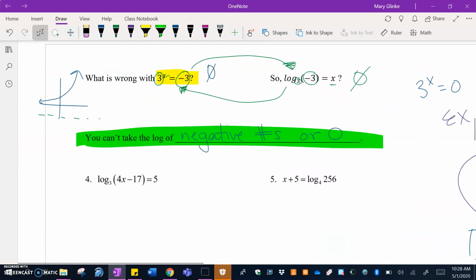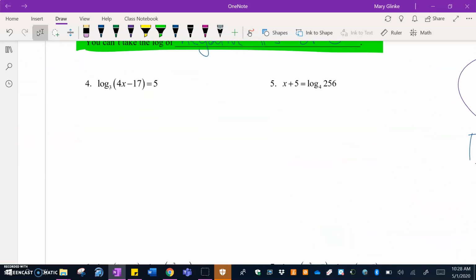So let's keep on going with some other examples now. So we have 4 and 5 here. We have back to one logarithm in the problem. So we're going to go ahead and exponentiate using the base of the logarithm. So the base is 3. I'm going to do 3 as my base on both sides. On the left-hand side, I get 4x minus 17. And 3 to the 5th power, let's see, I think 243. Then we're going to add 17 to both sides.